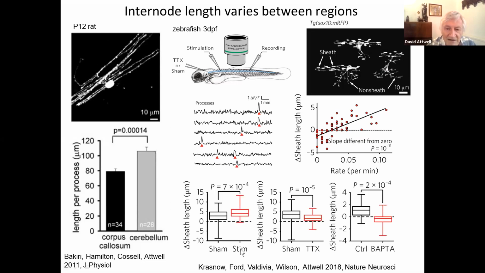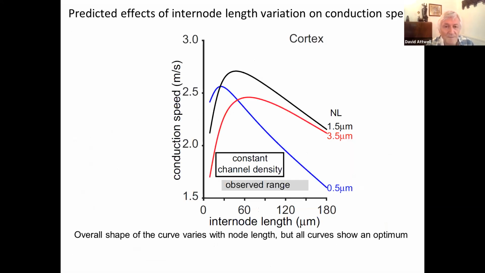Indeed, if you stimulate the axons electrically, which increases the rate of calcium transients, then you get a longer sheath. And if you block action potentials with TTX, you get a shorter sheath. And if you use patch clamping to put a calcium buffer, BAPTA, into the developing sheaths, then you prevent them elongating. So we think the eventual length of the sheath probably reflects the developmental process, which is controlled by calcium transients in the developing oligodendroglia.